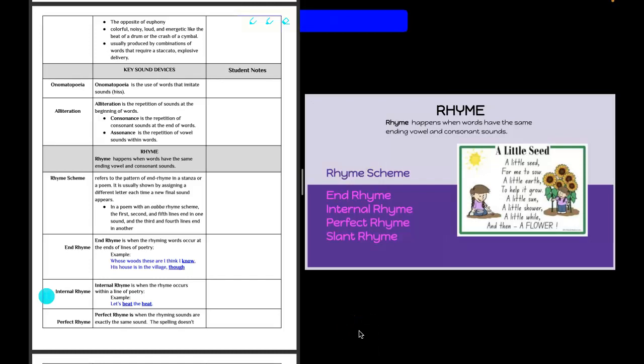We are now going to continue with our poetry toolbox, starting on slide 41 with rhyme. Rhyme happens when words have the same ending vowel and consonant sounds. Sometimes it's an exact rhyme, and sometimes it's what's called a slant rhyme.